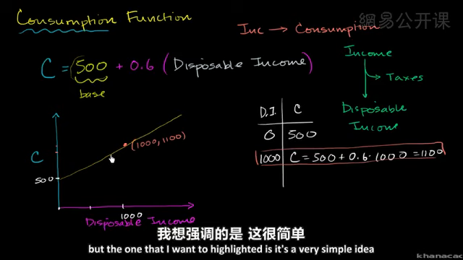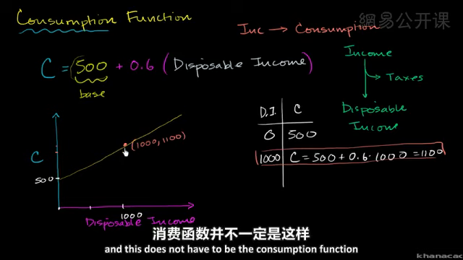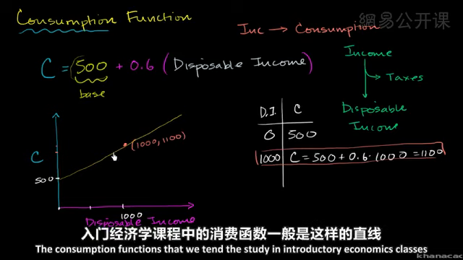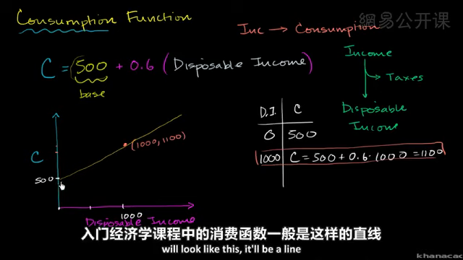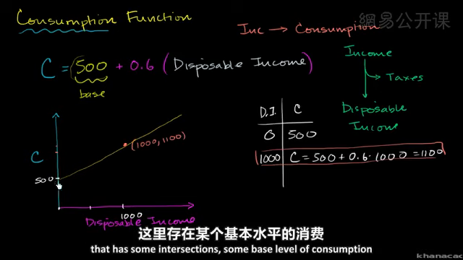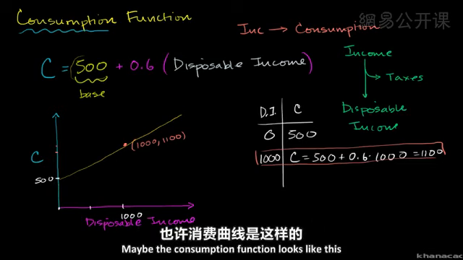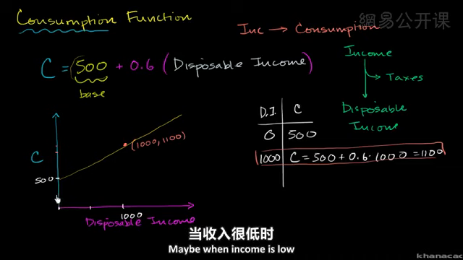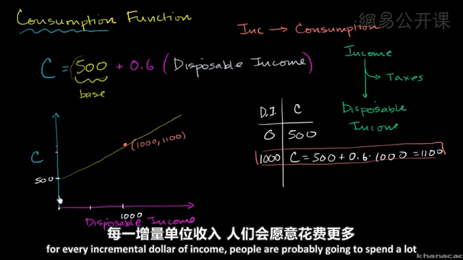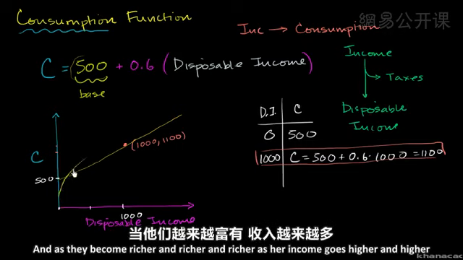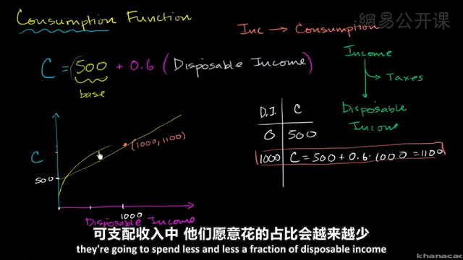But the one thing I just want to highlight is it's a very simple idea, and this does not have to be the consumption function. The consumption functions that we tend to study in introductory economics classes will look like this. It'll be a line that has some intersection, some base level of consumption, but one could argue it might be very different. Maybe the consumption function looks like this. Maybe when income is low, for every incremental dollar of income, people are probably going to spend a lot. And as they become richer and richer, as their income goes higher and higher, they're going to spend less and less a fraction of their disposable income.